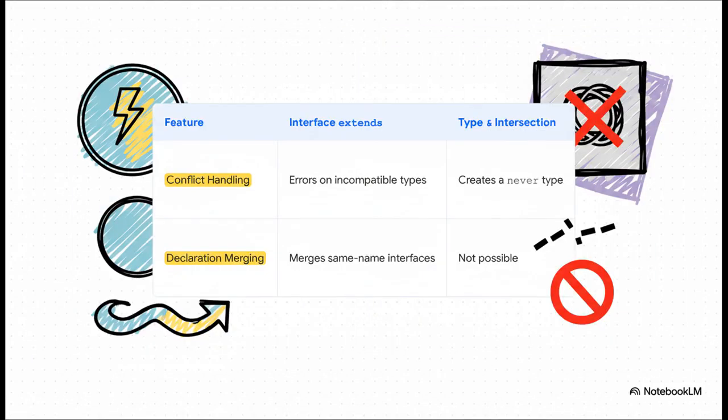So the big question is, which one should you use? Well, the most important difference comes down to how they handle conflicts. As this table shows, if you try to make an interface extend another one and they have conflicting properties, TypeScript just gives you an error right away. It stops you. But if you intersect two types that have a conflict, things get a little weird. It creates what's called a never type for that property, which basically means it's now impossible to create an object that fits this new type. And honestly, that subtle difference is often the key to deciding which approach is right for the job.